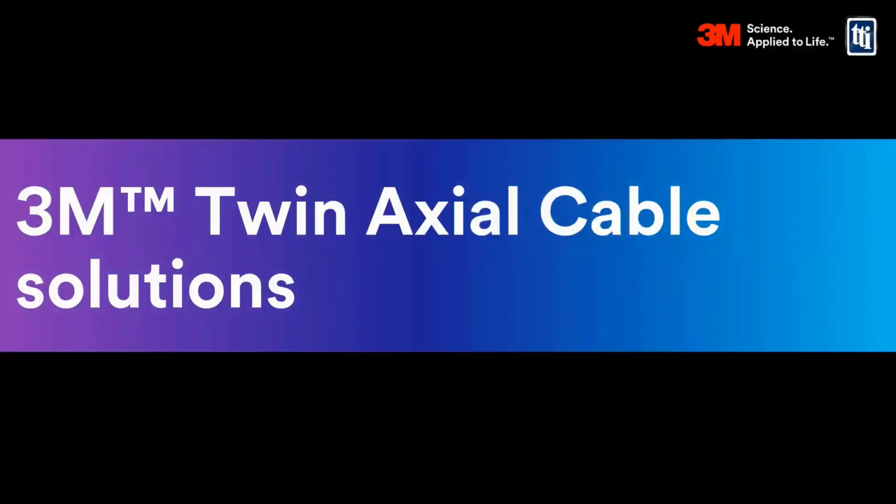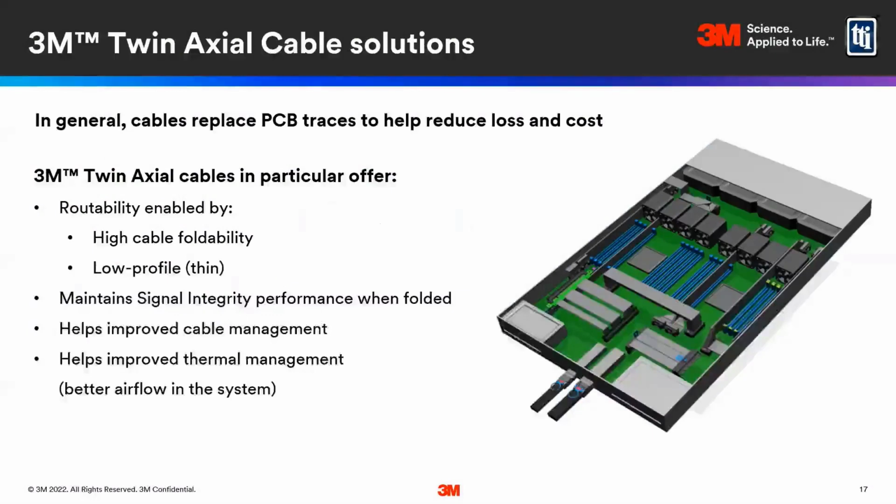So let's take a look at the 3M brand twin axial cable solutions that are geared towards PCIe protocols and supporting the faster speeds of PCIe 4, 5, and 6. You see on the right a rendered drawing of a server, and what you see there in the blue lines are the DIMM slots, and in between the DIMM slots you can see the CPUs, and the light gray illustrations with the darker gray or black terminations are illustrations of how you might use a 3M brand twin axial cable. So our cables are very flexible.